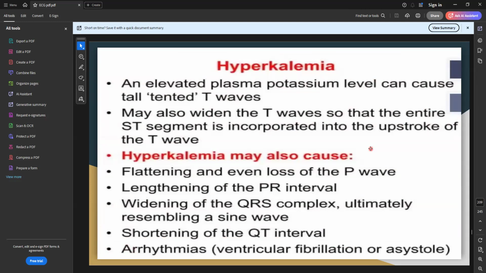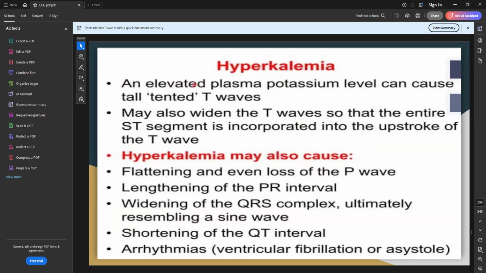Coming to hyperkalemia, as we all know, when the serum potassium level is more than 5.5 milliequivalents per liter, it is known as hyperkalemia. In hyperkalemia, the ECG shows tall, tented T waves. Widened and tented T waves will be present.